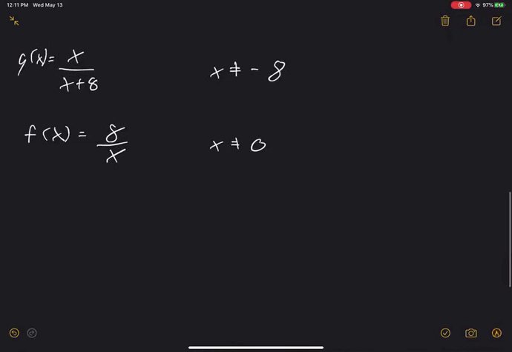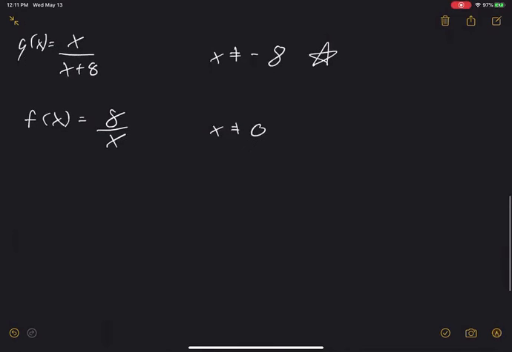So we've said x can't be negative 8. And then g of x needs to be in the domain of f, meaning g of x, x over x plus 8, can't be equal to 0.